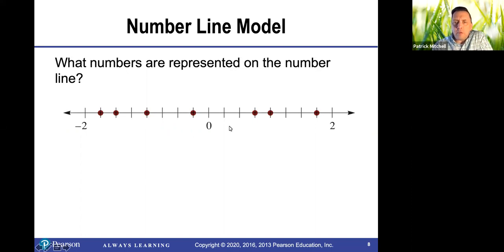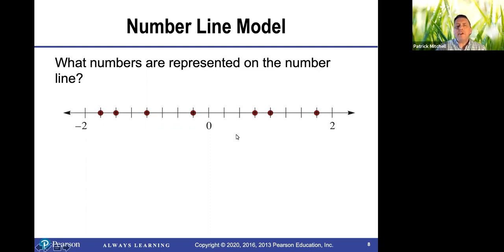So let's do this. We'll count starting from here. 1, 2, 3, 4, 5, 6, 7, 8. So the interval from 0 to 2 has been divided into 8 equal smaller intervals, which means each of those intervals represents 2/8, which is 1/4.